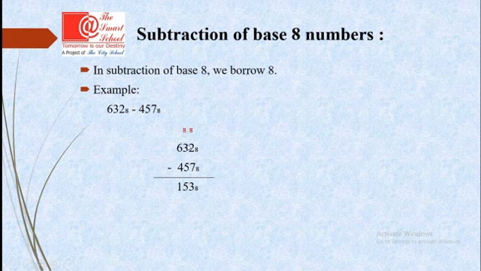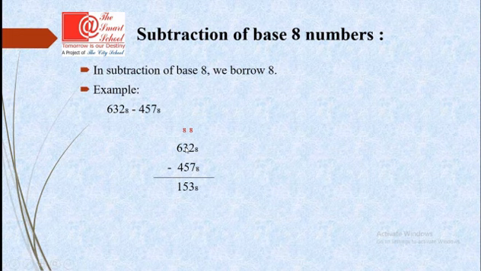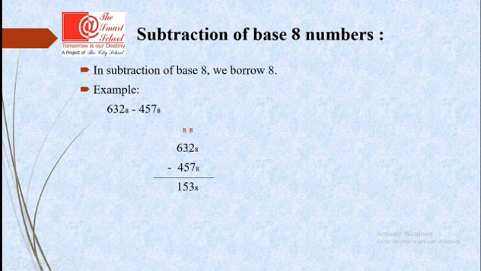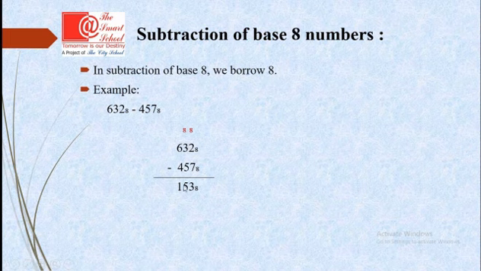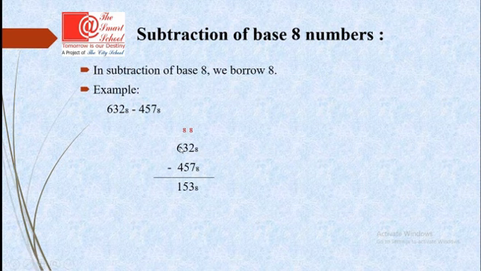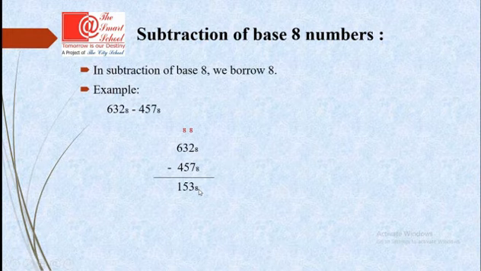Now this 3 will be 2 because it gave 1 to the neighbor. So now again we can't subtract 5 from 2, so we have to borrow. So it will be 8 over here. So 8 plus 2 is 10, minus 5 will be 5. Now this 6 gave 1 to the neighbor, so it is 5 now. 5 minus 4 is 1. So 153 base 8 is the answer.